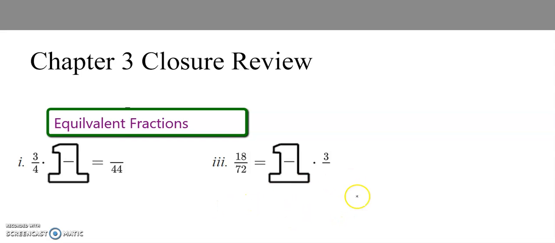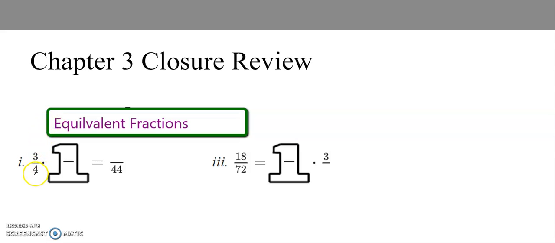There's a few things we want to go over before you work on the Chapter 3 closure as we get ready for our e-learning coming up next week. Oh my gosh, I can't wait. Okay, so one of the things they talk about in the closure is finding equivalent fractions. And we want to remind ourselves that the giant 1 is a great way to find an equivalent fraction.